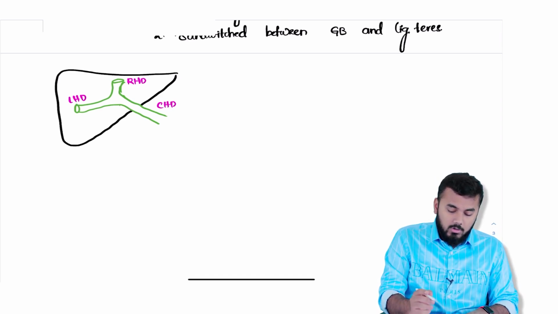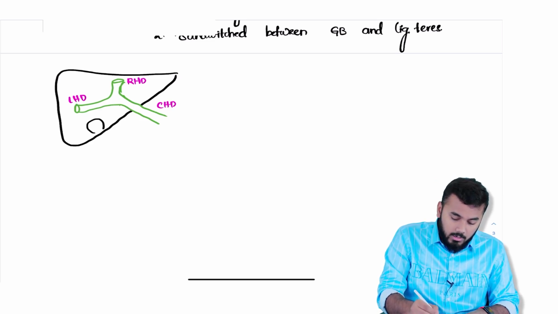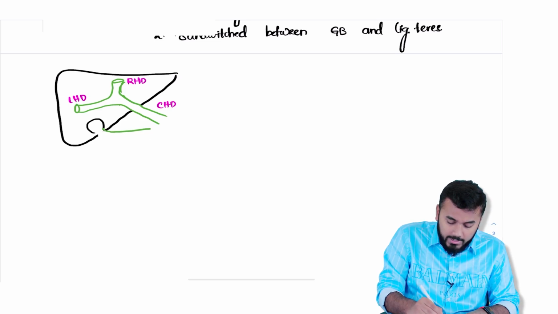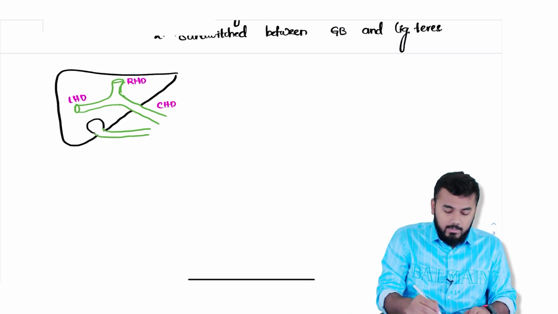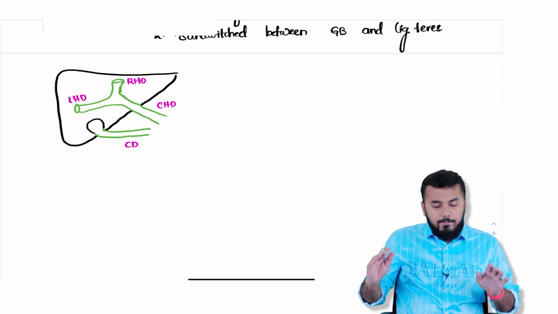So let me draw this gallbladder with the black itself. This is the gallbladder on the posterior side. Now, this gallbladder is also giving out a duct, and that is called a cystic duct. What is that duct called? Cystic duct.